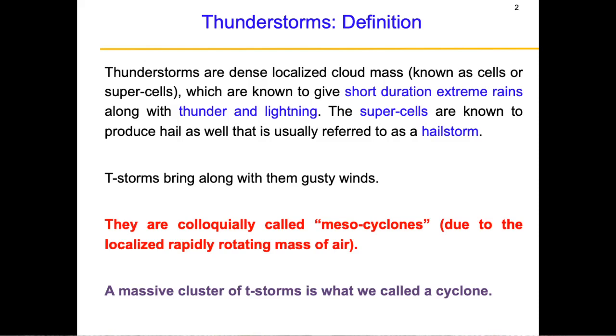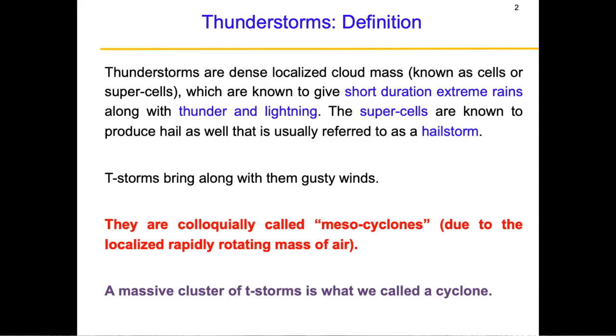And the supercells, which are the massive thunderclouds, if they grow beyond some size, then we call them supercells. They are known to produce hail, and this we usually refer to as a hailstorm, which is a kind of subset of a thunderstorm. The mechanism of formation of thunderstorms or hailstorms is pretty much the same, which I'll talk about later in this video. The thunderstorms bring along with them very gusty winds. So suddenly you will see strong winds for a short period of time. That is because of the formation of these thunder cells.